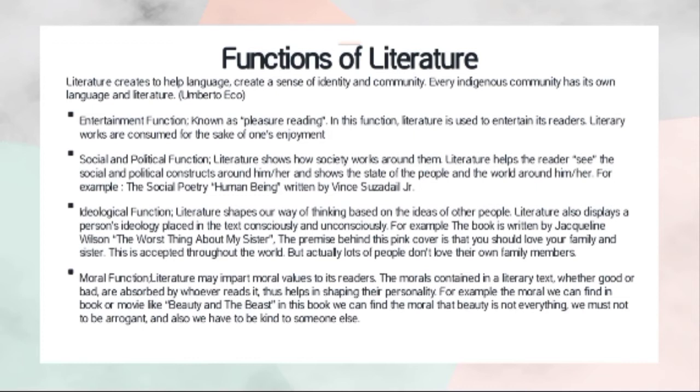The example is the book written by Jacqueline Wilson, The Worst Thing About My Sister. It explained that we should love our family and also sister. But in the other thinking, some people or lots of people don't love their family, or especially in this book, it describes about the sister. So, next, it's about the moral function.